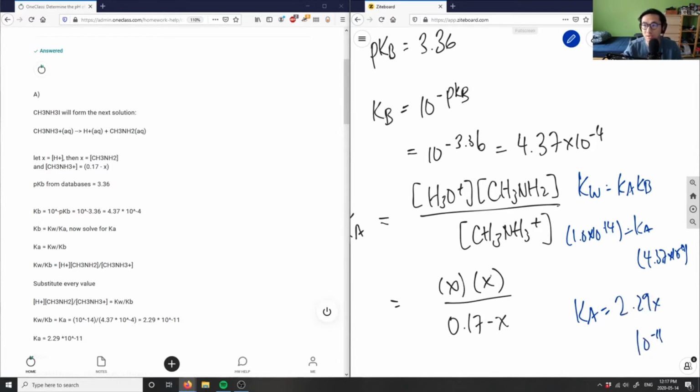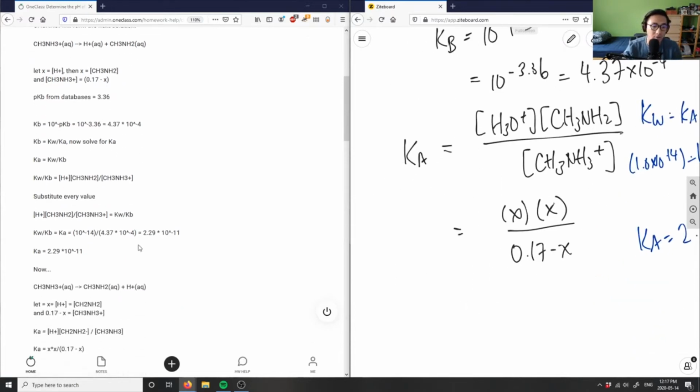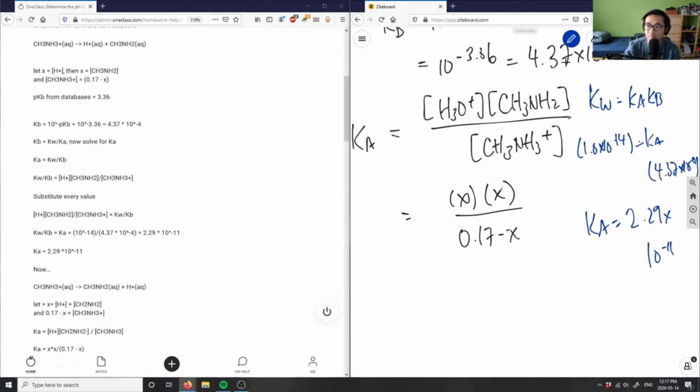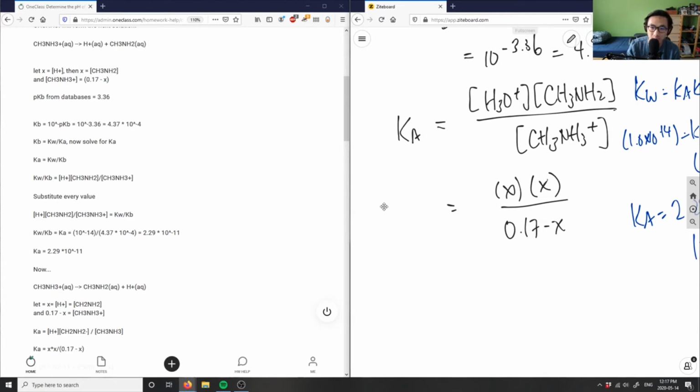And this here is actually going to be my Ka expression. As you can see, they did the exact same thing for Ka here, which is great. So I can say that my Ka here is 2.29 times 10 to the negative 11.